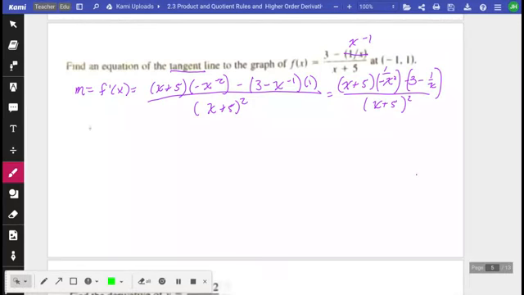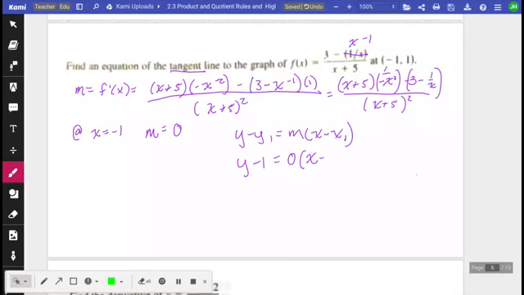So you're going to do it at x equals -1. So go plug in -1 everywhere there's an x so that your slope is equal to 0. Then I'm going to use y minus y1 equals m times x minus x1, and I'm going to write the equation of my tangent line. So I'm going to do y minus the y value they gave me in the ordered pair equal to my slope times x minus my x value they gave me in the ordered pair.